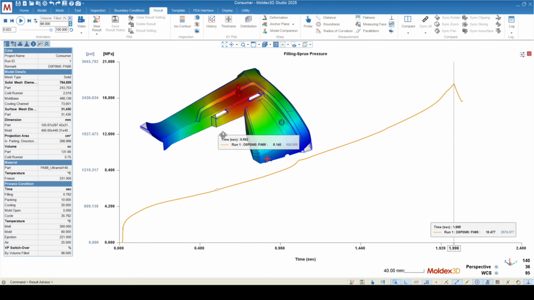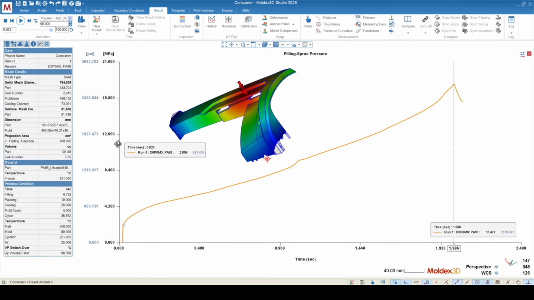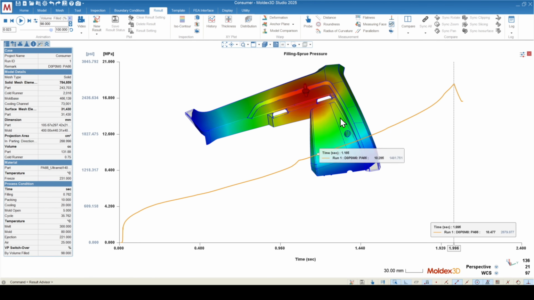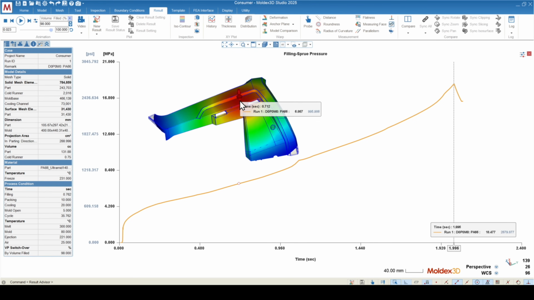At this point, I should see that all of my end of fills are unfilled on my part geometry, and in this case, they certainly are. This would indicate that my flow is balanced. Now, a moment ago, we mentioned that putting the gate central to the part geometry allows us to minimize the amount of pressure to make this part. But in addition to that, balancing the flow across your geometry allows you to eliminate the existence of pressure spikes.